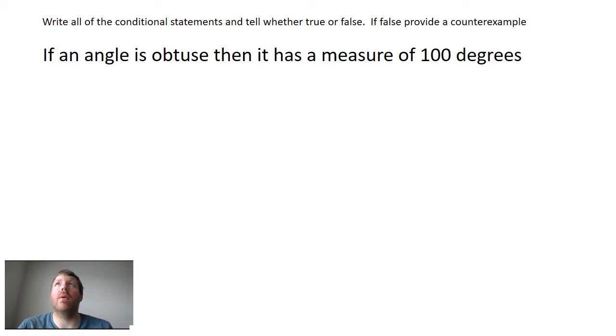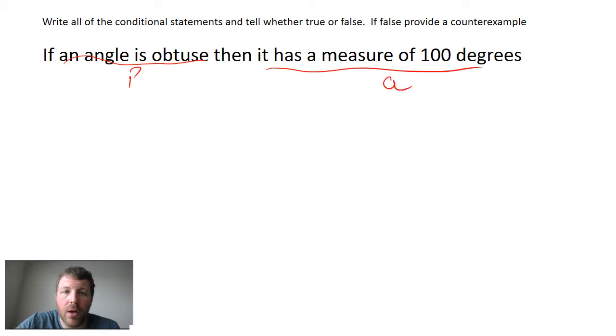Okay, so let's talk about what that means first. Obtuse means an angle that's bigger than 90 degrees, right? So it's a measure of 100 degrees. All right, so we broke that down. Now, what's the hypothesis here? Well, the hypothesis, or P, is going to be an angle is obtuse. That's P. Q is going to be it has a measure of 100 degrees.